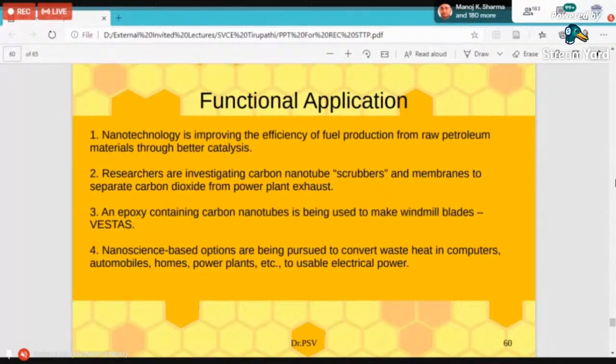blades. Nanoscience based options are being pursued to convert the waste heat in computers, automobiles, and power plants to usable electric power. So this also can be used. From the exhaust, the waste heat energy can be utilized for electrical power. So these are some of the functional applications.